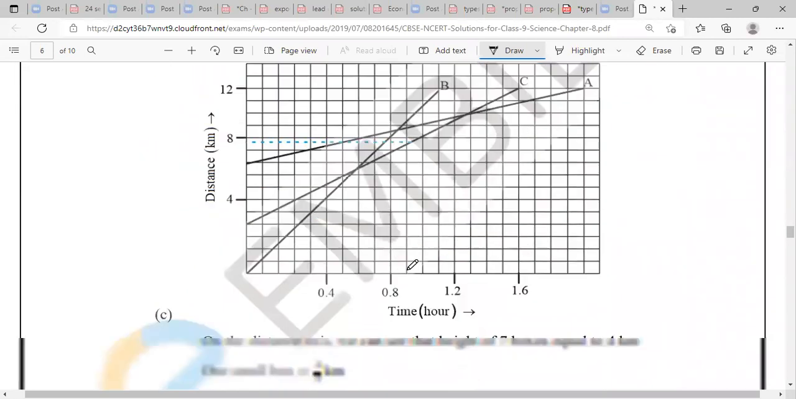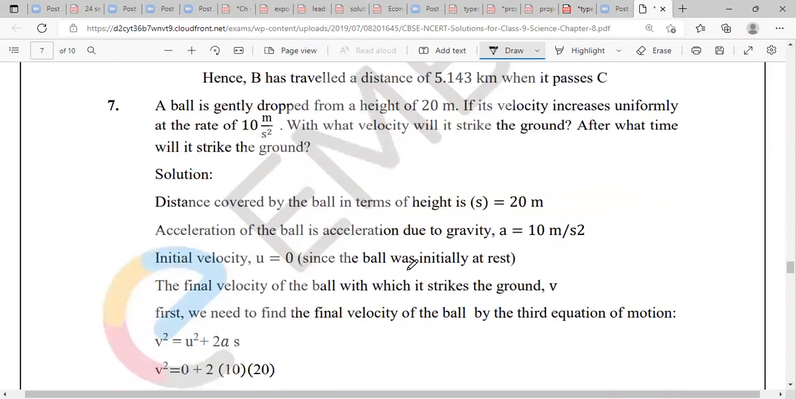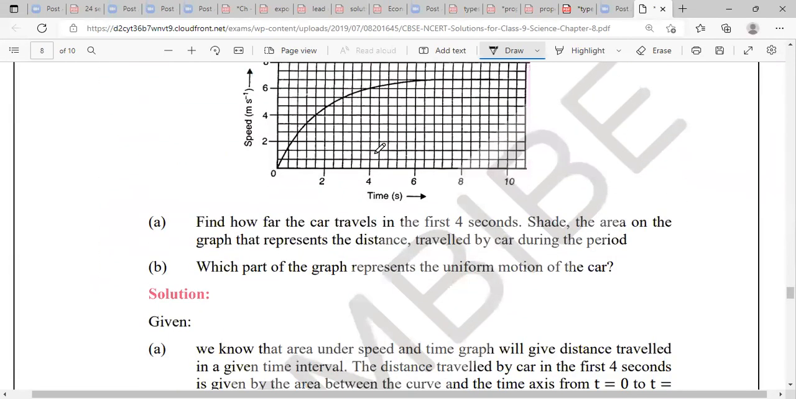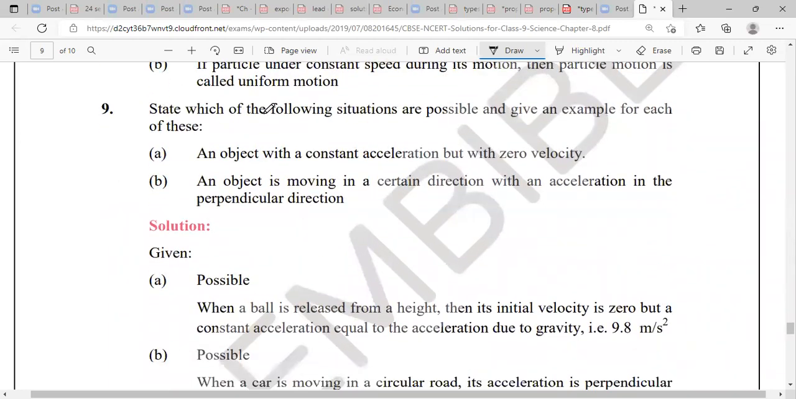We'll just do the objective questions later on, these graph questions. Okay. Now coming to some theory questions. State which of the following situations are possible and give an example for each of these. Very important question. Okay. So an object with constant acceleration but with zero velocity, right?